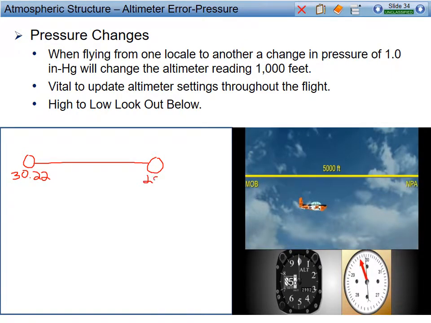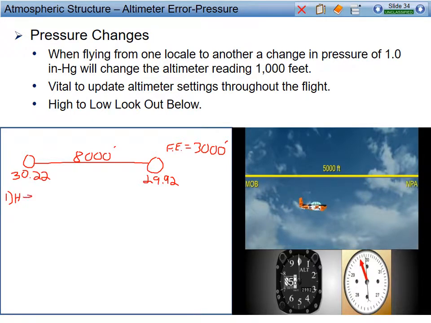If you start off at a pressure of 30.22 and you're going to an area where the pressure is 29.92, you're going from high to low and you're going to look out below. You'll also be given a field elevation so that you can compute your AGL altitude when you arrive there. In this case, we will say 3,000 feet, and an indicated altitude or altitude assignment of 8,000 feet.